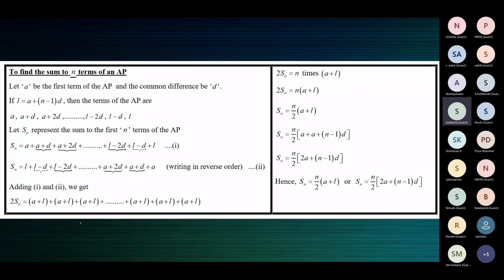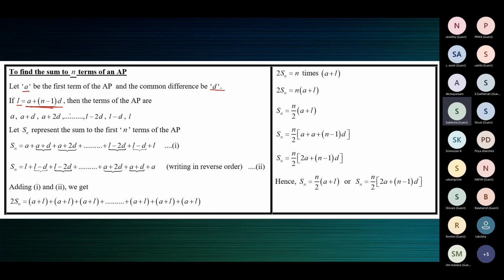Now here, instead of using a plus n minus 1 into d, we can also use this letter L to represent the nth term of the AP. Let the nth term be represented by the letter L. The derivation starts the same way. Let A be the first term, let D be the common difference, and let the nth term, A plus n minus 1 into D, be L.